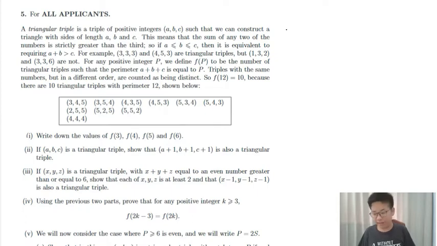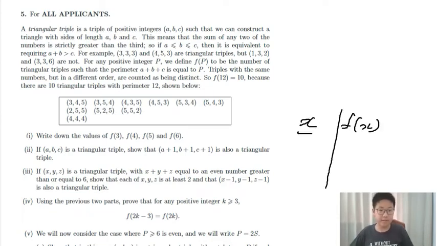So now we're doing triangular triples. Write down the values of f3, f4, f5 and f6. So let's write down x and f of x. x is 3, 4, 5, 6. So f of x is 0, 0, 1, 1, 1, 1 triangle.